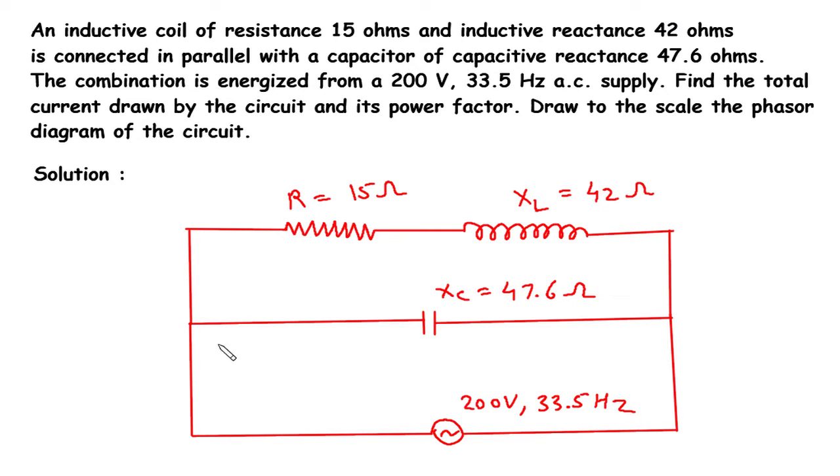Then we have to find the total current. This will be the total current I. Let's say this is current I RL and this is current IC. Let's say this is impedance Z1 and this is impedance Z2. Now first of all we will find the total current drawn by the circuit. To find the total current, we have to find the total impedance first.